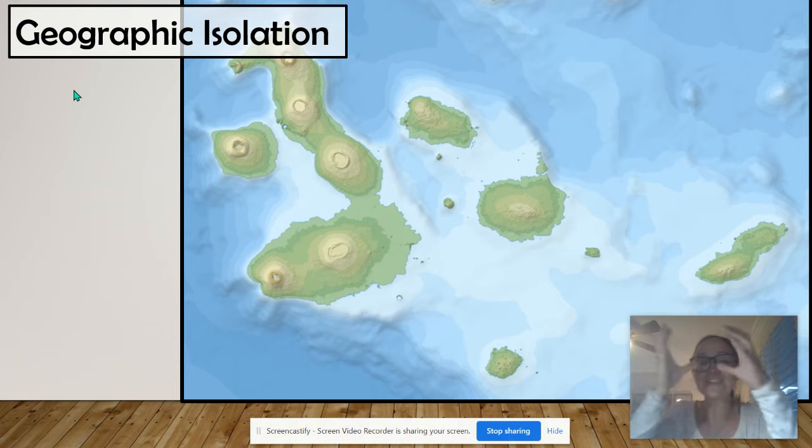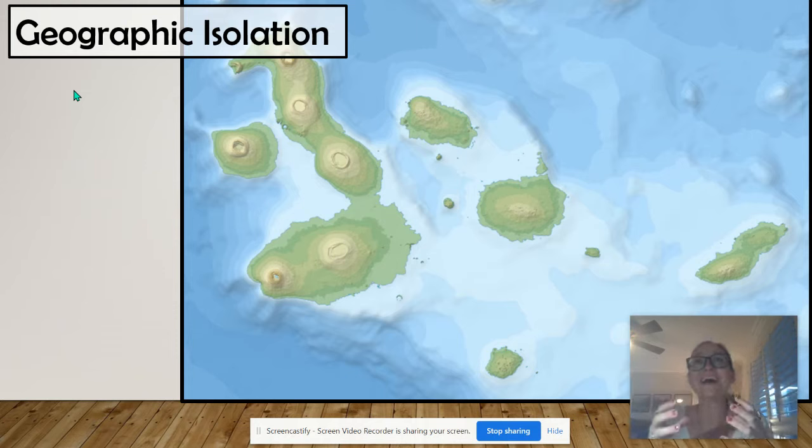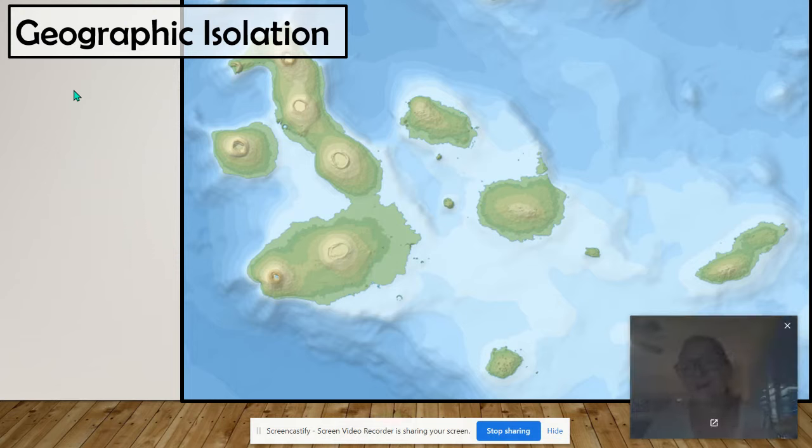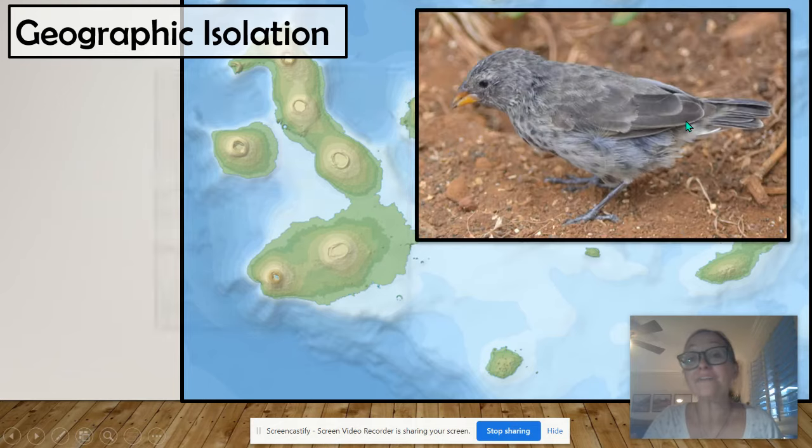So here, each finch that lands on a different island is under different selective pressures, and different mutations show up, different behaviors begin to emerge. And so they start singing different songs to attract their mates, etc. And over the course of time, truthfully, about 13 different species of finch have evolved.